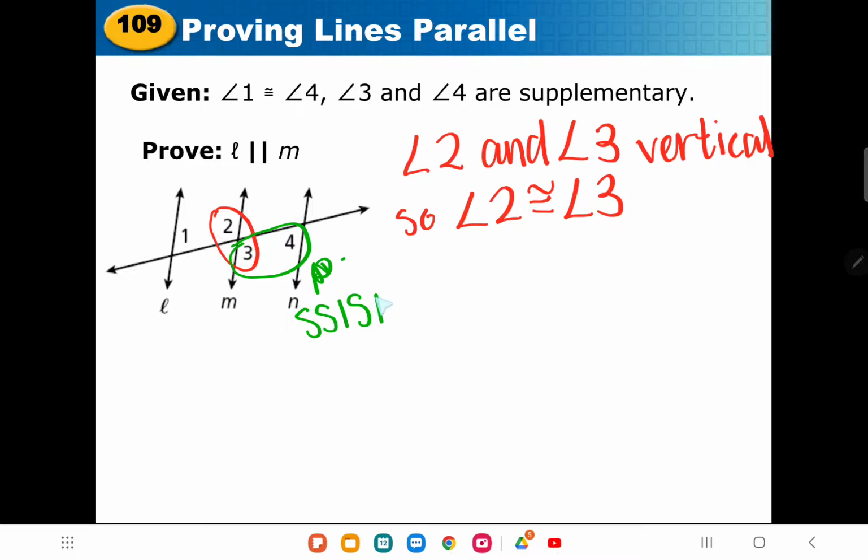and SSISP to prove that M is parallel to N. And then I can work my way back, again using same side interior supplementary postulate to show that L is parallel to M. So let's get started with that on our next slide.